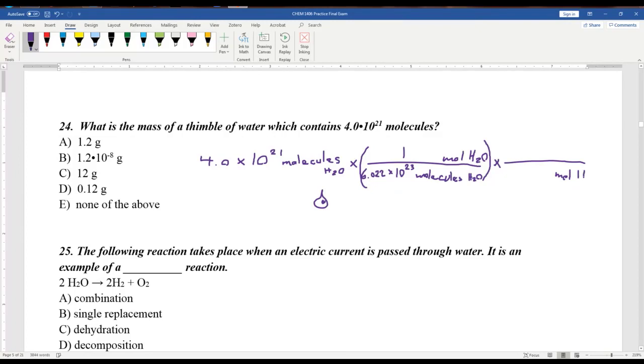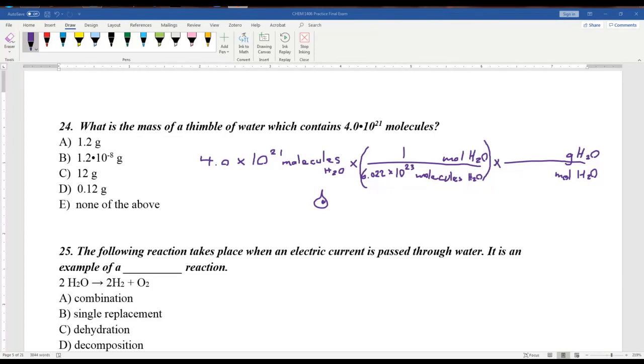Now, what unit goes on top? What am I trying to convert to? Grams. Very good. I'll put grams of water on top. And how many grams is equal to a mole of water?